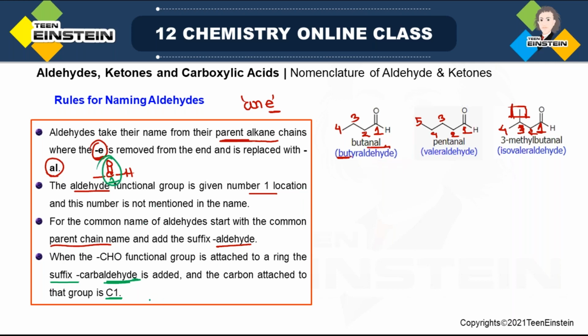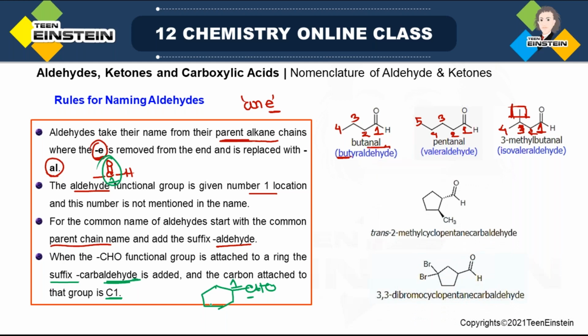So when it is an open chain structure, the carbonyl carbon of the aldehyde is given number 1. But when it is a ring structure, suppose you have any 6-membered or 5-membered ring, and you have a CHO group attached, this carbon is not 1, but the carbon with which this carbon is attached is actually 1. So here the rule is completely different compared with the open structure.